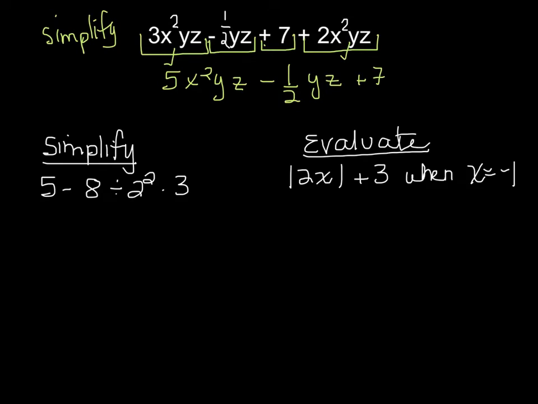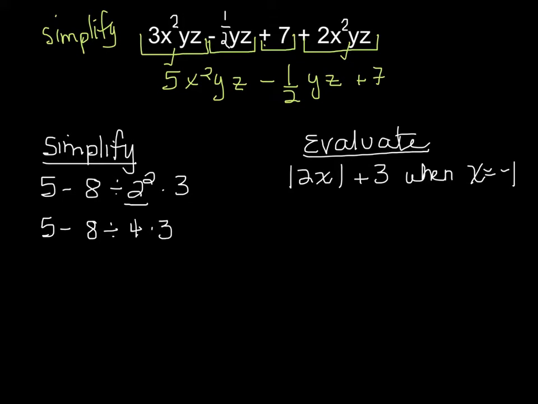So 2 of the terms that you need to remember are simplify and evaluate. So on the left, we're just going to simplify. It's all numbers. We're going to simplify. We're going to use PEMDAS. So the first thing is exponents. So I'm going to do 5 minus 8 divided by 2 squared times 3.